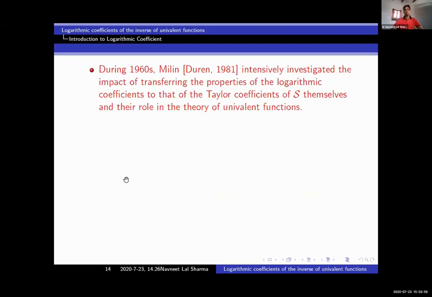In 1960, Milin investigated the impact of transferring properties of logarithmic coefficients to the Taylor coefficients of f themselves and their role in univalent function theory. How? Because in 1916, Bieberbach proved one result. If f is in the class S, that means f is a univalent function and has the power series representation z plus summation a n z to the power n, then modulus of a2 is less than or equal to 2, and equality holds for the Koebe function.